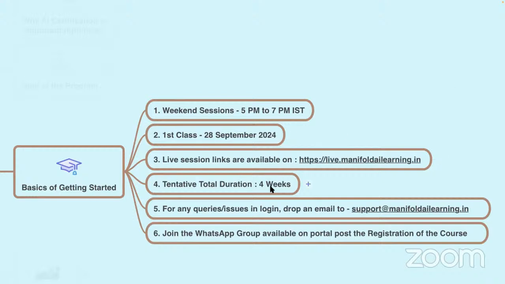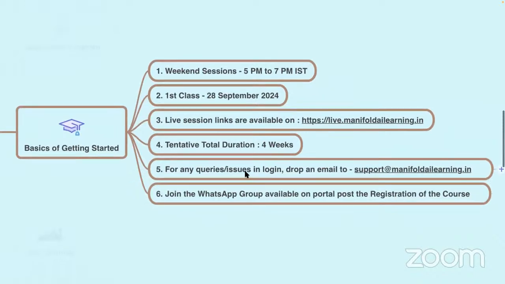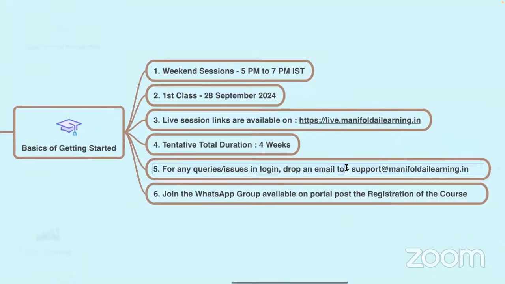Okay. And the tentative total duration is 4 weeks. So starting from next week, we'll have a total of 4 weeks. That's the current plan as of now. Now this would be adjusted depending on the pace at which we'll be progressing. And for any questions or issues in login, you can drop an email to support@manifoldailearning.in. I'm just mentioning the details over here in the chat window as well.